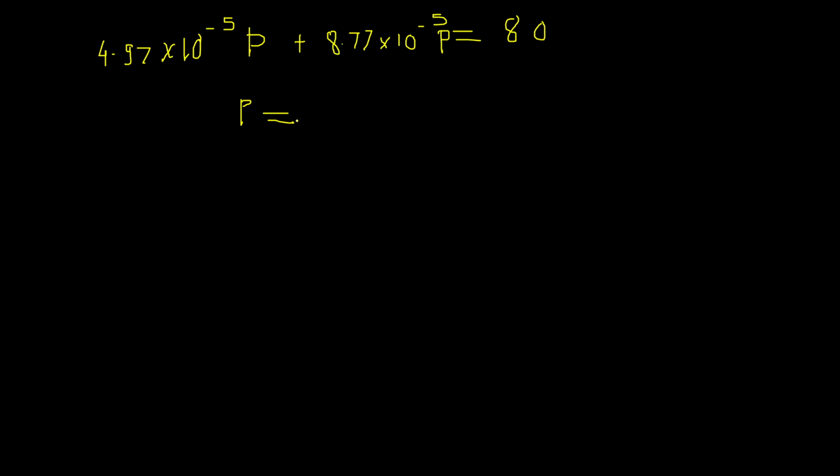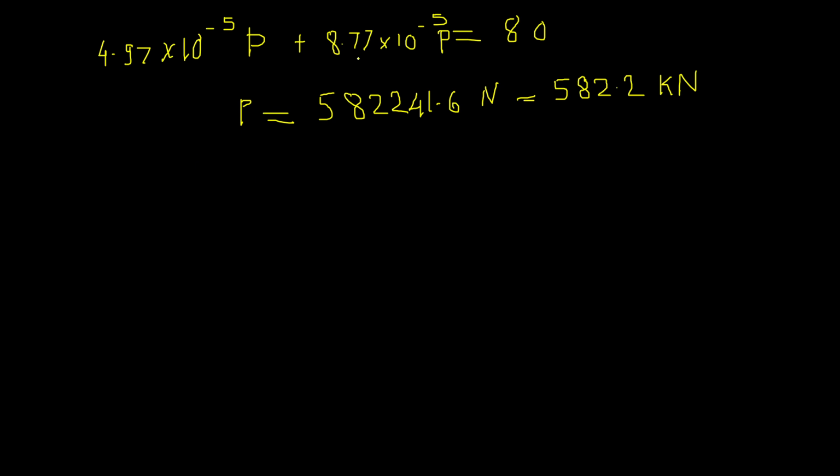It will be 80 divided by 4.97 into 10 to the power minus 5 plus 8.77 into 10 to the power minus 5. So हे येणार 582... 41.6. आता हे आहे न्यूटन मध्ये. सो कन्वर्टेड इनटू किलो न्यूटन, दॅट इज 582.2 किलो न्यूटन. ठीक आहे, आता हे झाली एक व्हॅल्यू.